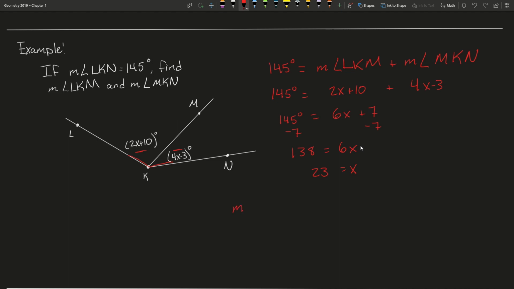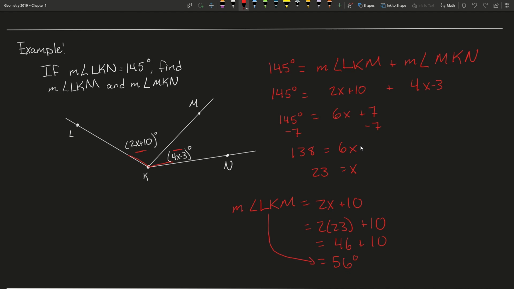So the measure of angle LKM is equal to 2x plus 10. And now we know x. So this is 2 times 23 plus 10, which is equal to 46 plus 10, which is equal to 56. So the measure of LKM is equal to 56 degrees.